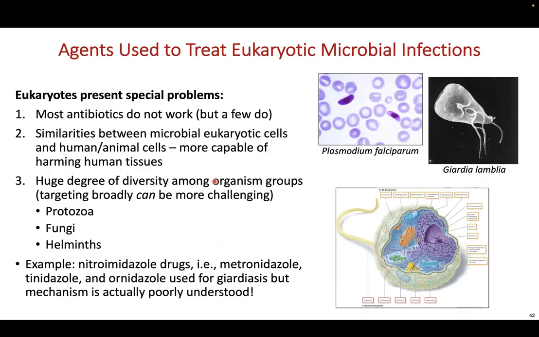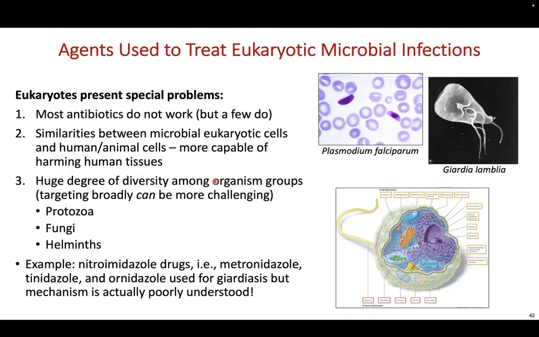So eukaryotes present special problems. Most antibiotics do not work, but a few do. Because there's a similarity between a microbial eukaryotic cell and a human or animal cell, it makes it more capable of harming human tissues, right? So there's a huge degree of diversity among organism groups. Basically, you are targeting broadly, which can be more challenging.